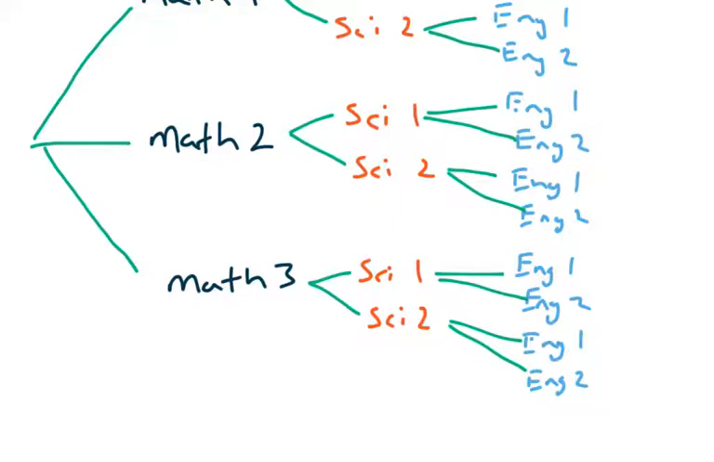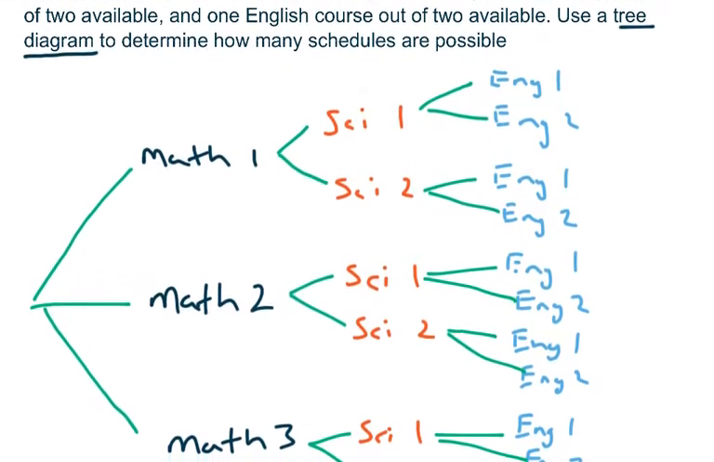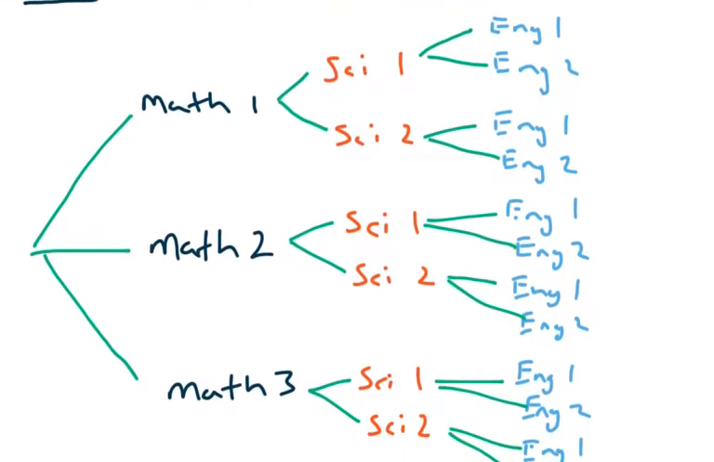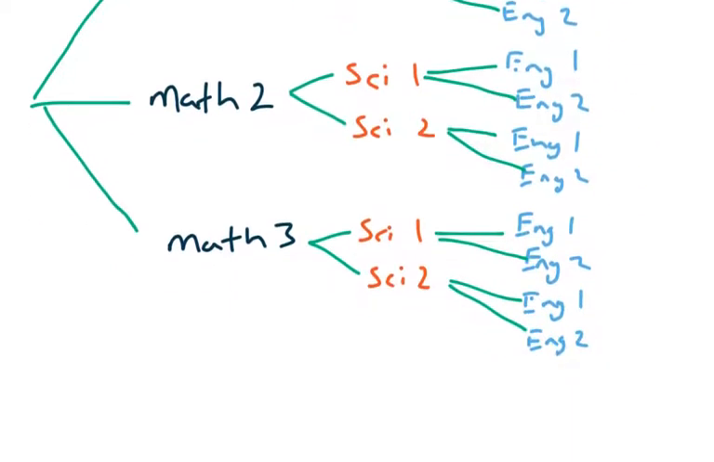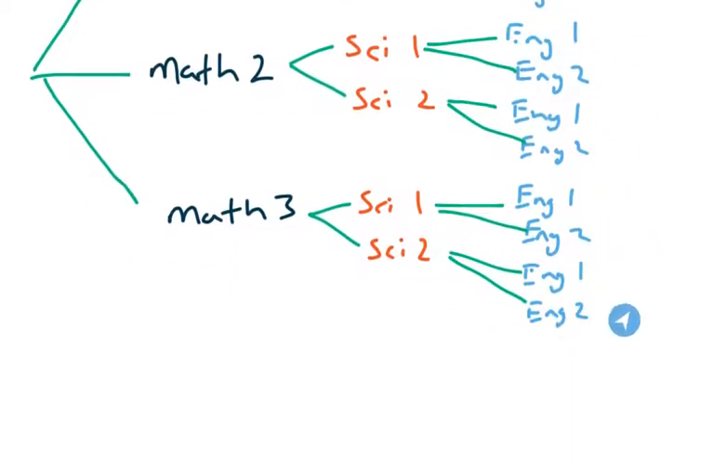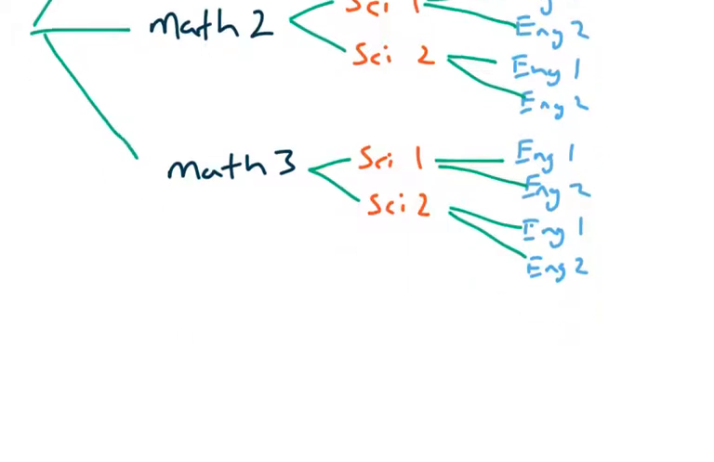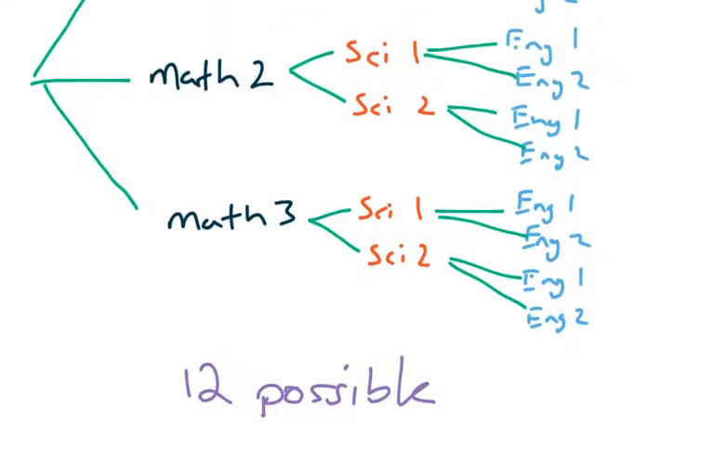But the question then remains: how many possible schedules exist? Well, if I follow 1 and then 2, eventually I'm counting the number of branches down here at the end. So 1, 2, 3, 4, 5, 6, 7, 8, and then I go down here 9, 10, 11, and 12. So your answer then is 12 possible schedules. Okay, so there's your answer. That's how you use a tree diagram.